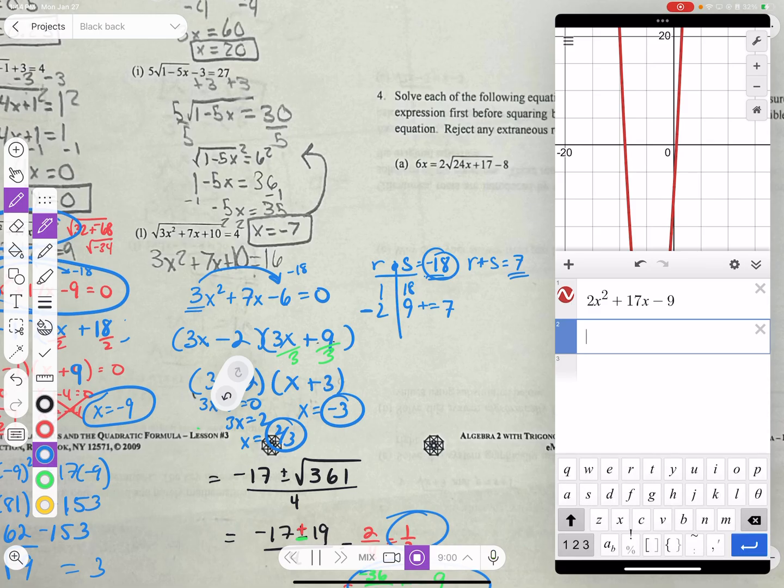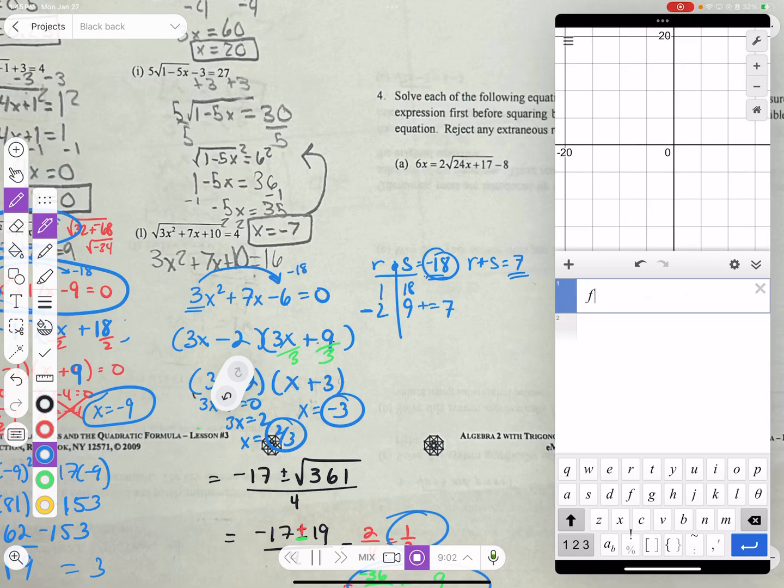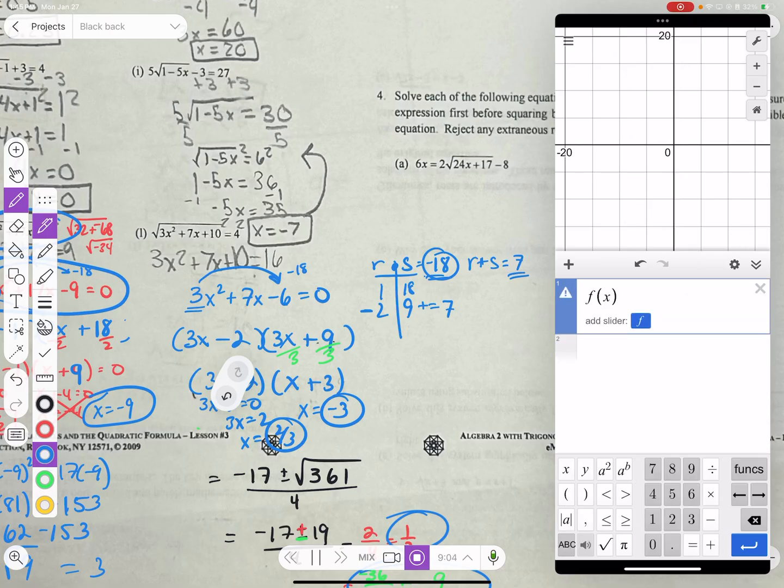Now to save me time, I'm going to run up here and just calculate this. I'll show you a fancy way to check it on your calculator. I'm going to give the left side of the equation, the square root of 3x squared plus 7x plus 10, a name. I called it f of x.